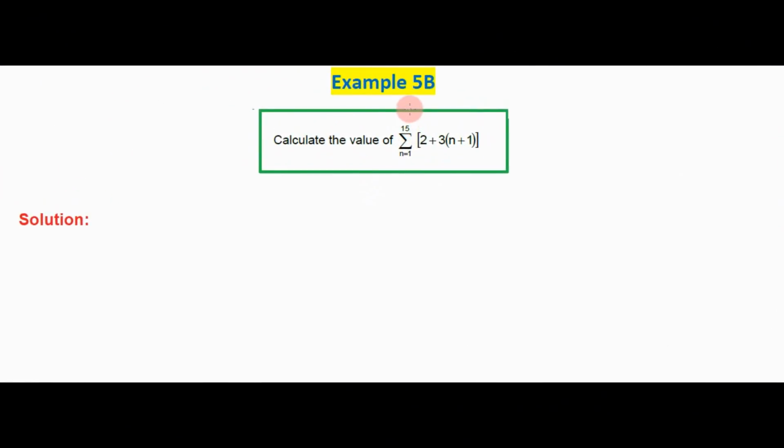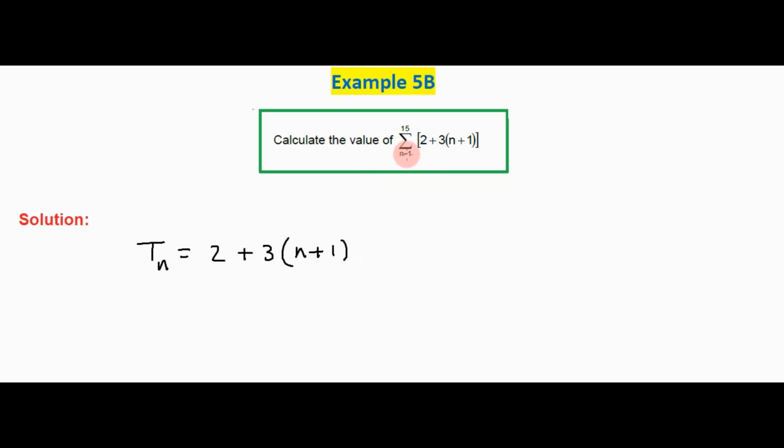In example 5b, we are given the sigma notation and we need to evaluate it. In other words, we need to find the sum represented by the sigma notation. So we know that what's in front of the sigma notation sign, or in front of sigma, is always going to be the general term. So in this case, it's written in terms of n. So we know that T sub n will equal 2 plus 3 into n plus 1.